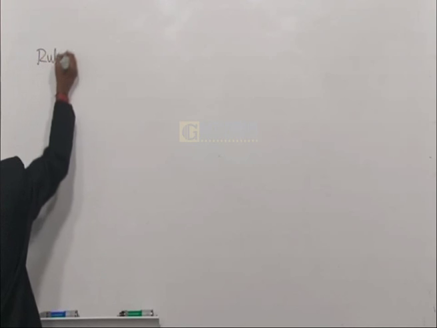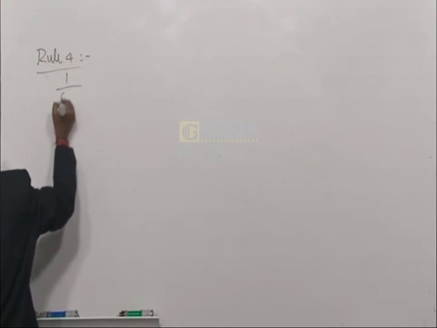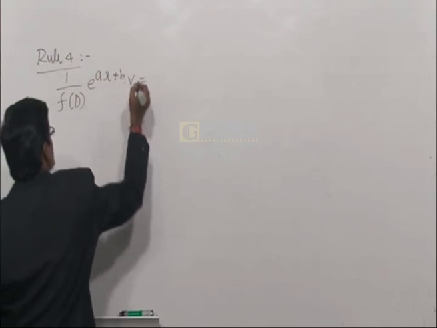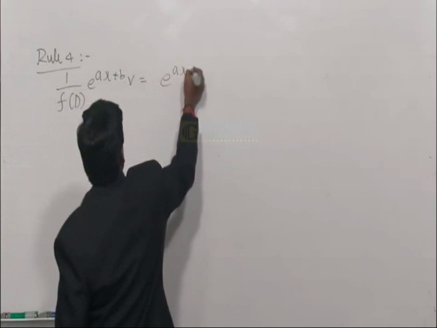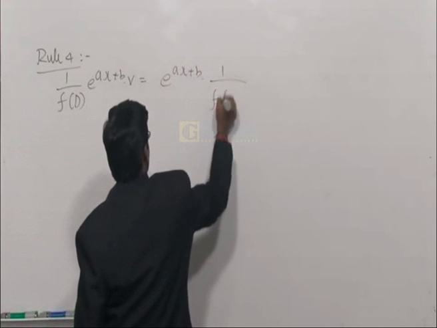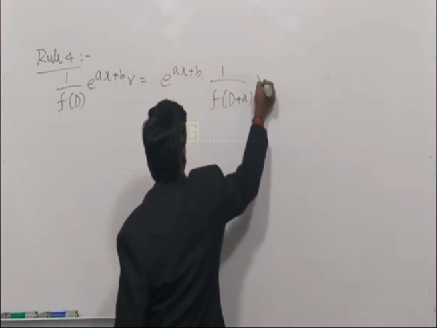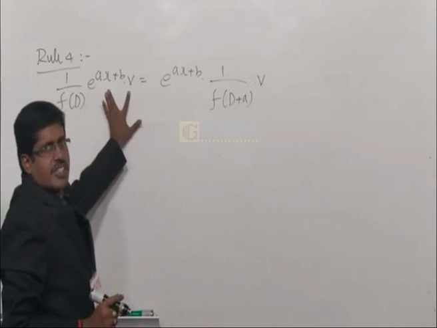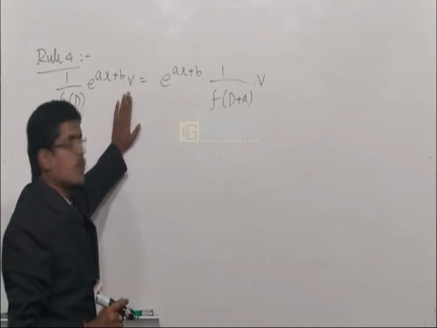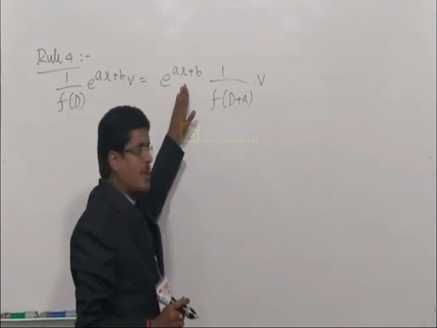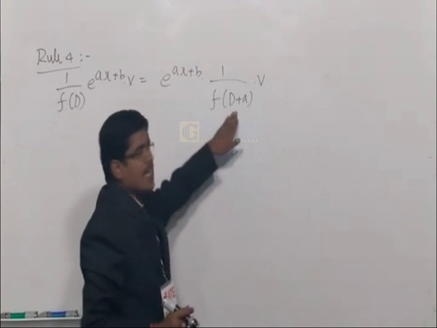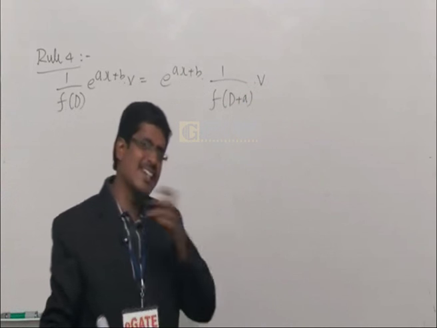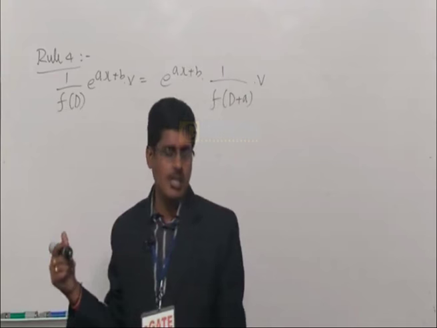Rule 4. 1 over f of d, exponential ax plus b into v, is equal to exponential ax plus b into 1 over f of d plus a, into v. So here is a product of two functions where one is exponential ax plus b, the other we don't know, v. Then write e power ax plus b, and in the operator d is replaced by d plus a. v is any function of x. Okay. So rule 1, rule 2, rule 3 are single term rules. Now this is a product of 2 terms, 3 terms, multiple term rules.